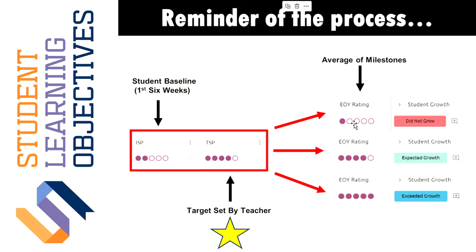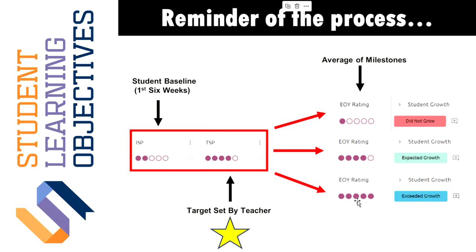So in this example, if the average of the milestones was 1 dot, then that means this student did not meet the target set by the teacher. The target again is 4 dots. This student got 1 dot, so that would be did not grow. Here's an example. If the average was 4 dots, then we would say this kid got expected growth because the student earned what the teacher's target was set at the beginning, which is again 4 dots here in this example.